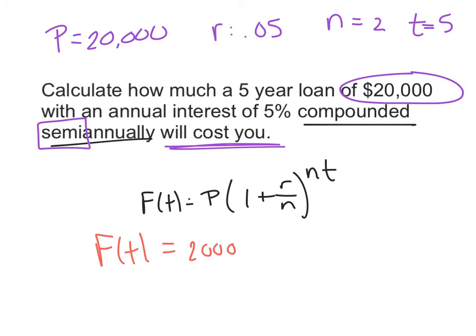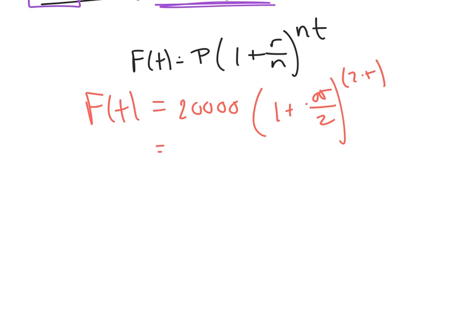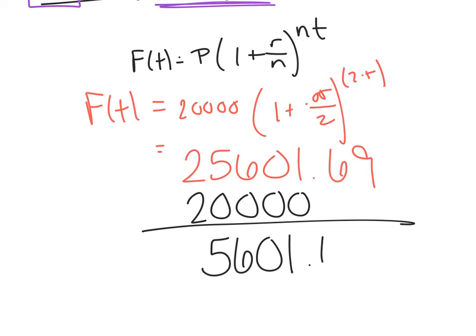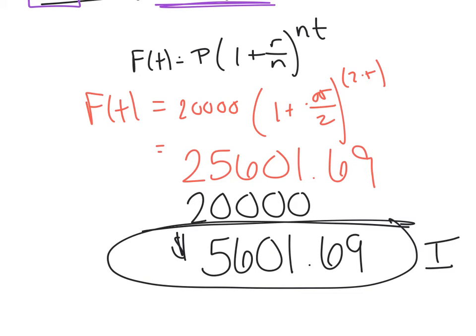So let's go 20,000, 1 plus 0.05 over 2 raised to the 2 times 5, or 10. Carefully type that in and see what you get. I end up with 25601.69. Now you notice that's my future amount. $20,000 was my original, or my principal amount, so the amount that I'm paying in interest is 5601.69. Okay, so that is the interest I have to pay on top of the $20,000 that I have to take out.